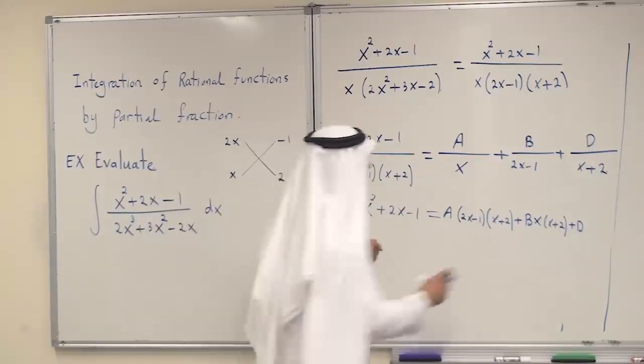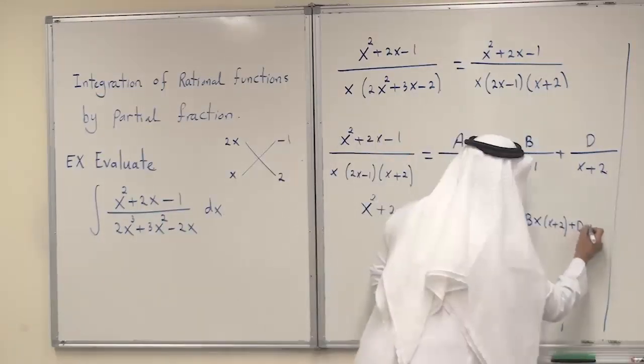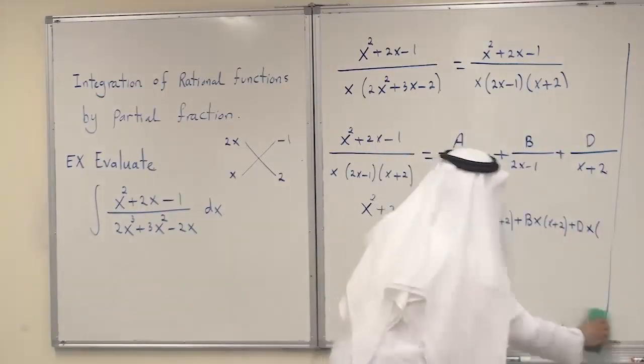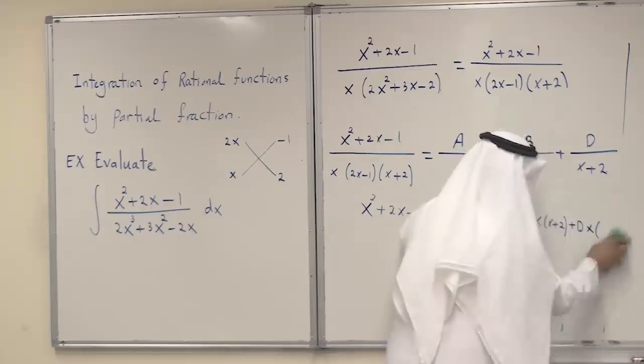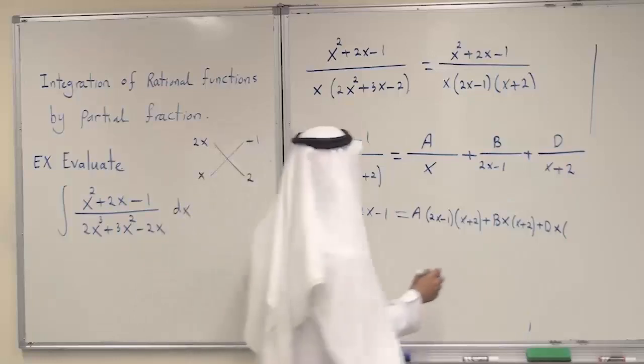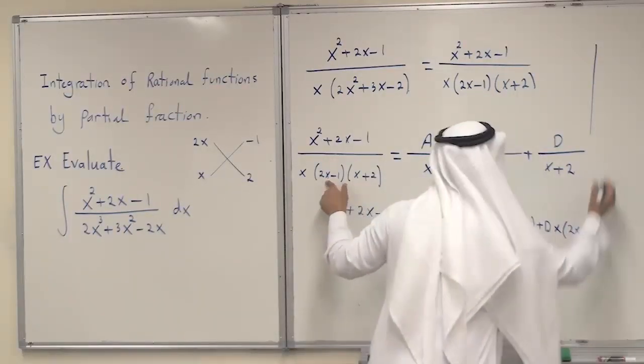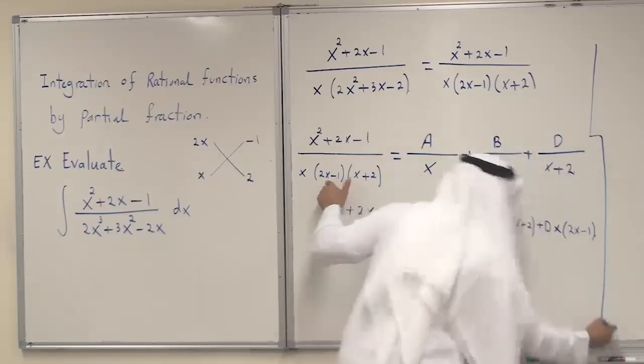Now let's come to the last one. x plus 2 will be cancelled out. So we have x multiplied by the second one here. I need to make space here. So what we have here is dx times what? 2x minus 1. Okay, fine. Interesting. Let's do it this way.